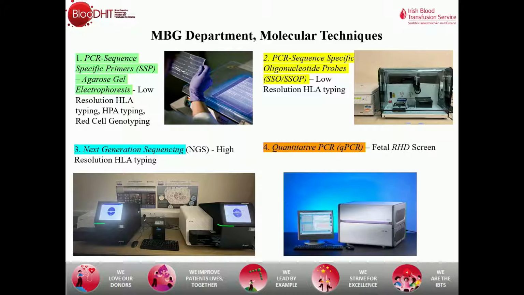We then have our sequence-specific oligonucleotide probe assay, so that's what we refer to as our low-resolution HLA typing method. We use this for our apheresis platelet donors, confirmatory HLA typing for transplant patients. In this instance, again, probes target specific polymorphisms, and that gives us effectively an antigen level. Back again, 1998, we were doing serological investigations for our class 1 HLA typing. By 2001, we'd moved to molecular typing for HLA class 1 and class 2.